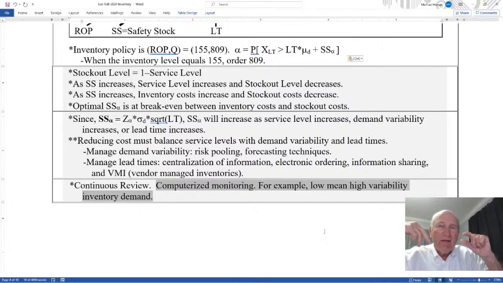And if it's a low mean, then you're going to be running out a lot, especially because you have high variability. You don't want to order a lot because you're carrying it all the time since the mean is low. The variability is high, so the risk of stock out is high, so you want to continuously review it. That's where you have computerized monitoring and stay on top of it, and your order frequency becomes much higher. That's when you use it.